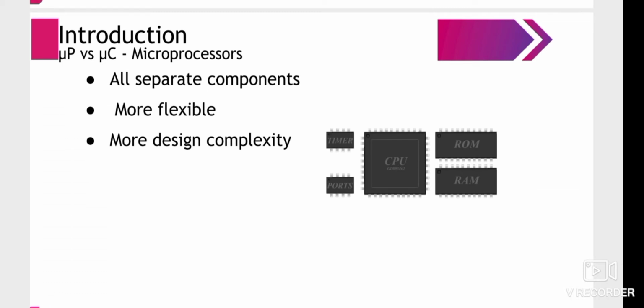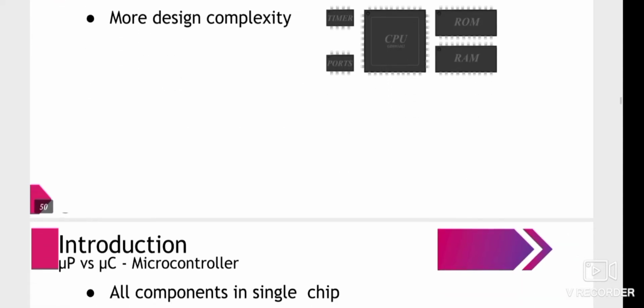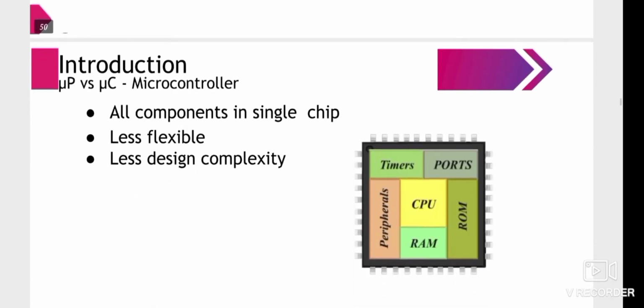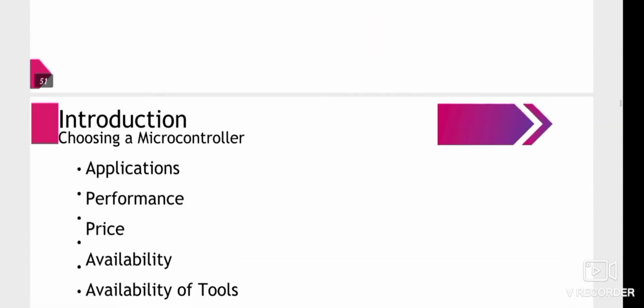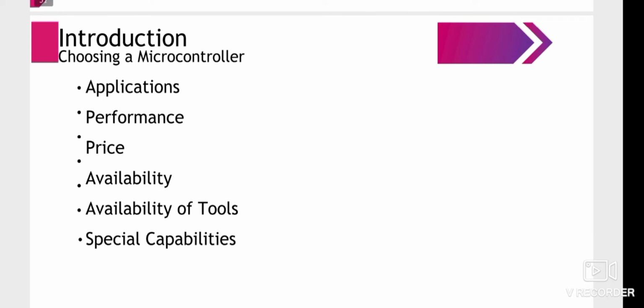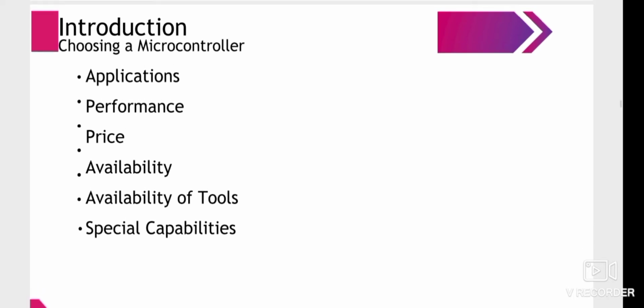Microprocessor versus microcontroller: in a microprocessor, we have all separate components, which gives more flexibility but more design complexity. In a microcontroller, all components are in a single chip, with less flexibility and less design complexity. How can we choose a microcontroller? Based on application, performance, price, availability of tools, and special capabilities.